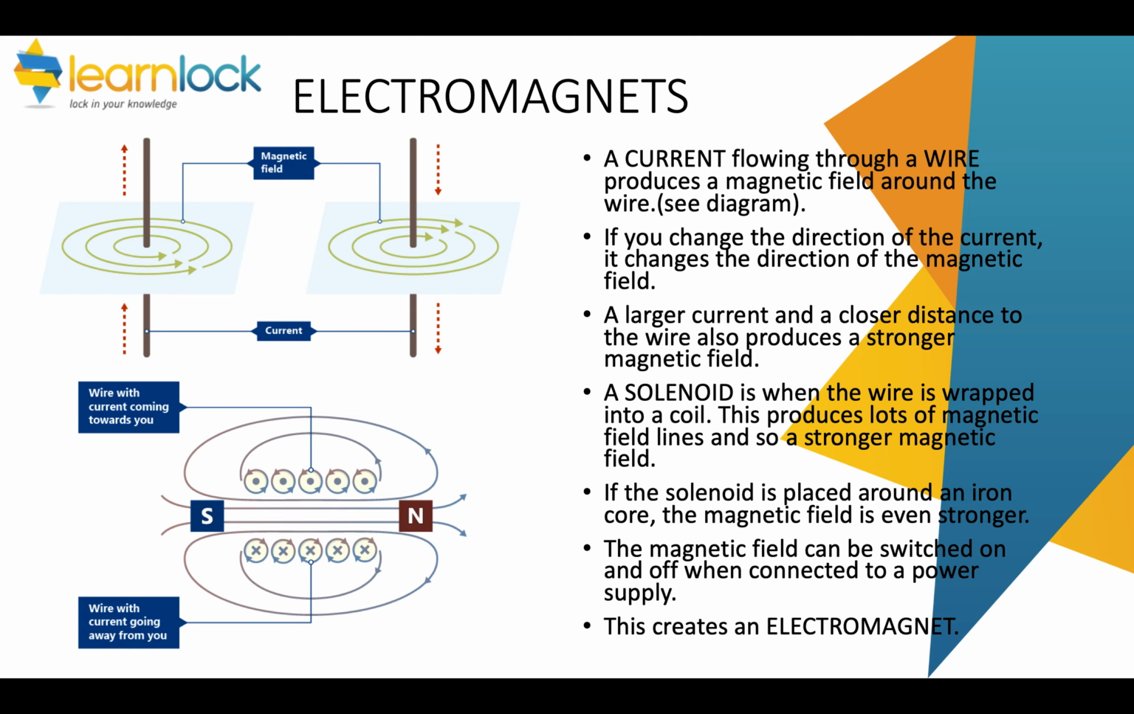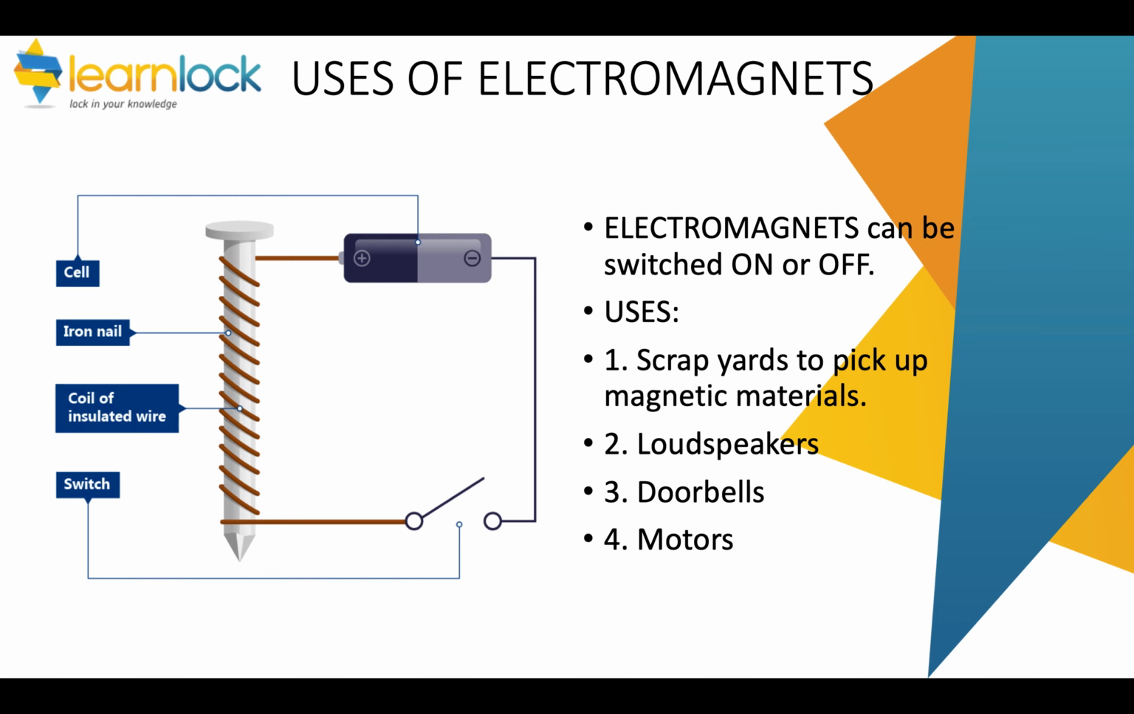The magnetic field can be switched on and off when connected to a power supply, so this creates an electromagnet. Electromagnets can be switched on or off and have various uses, which we will discuss.